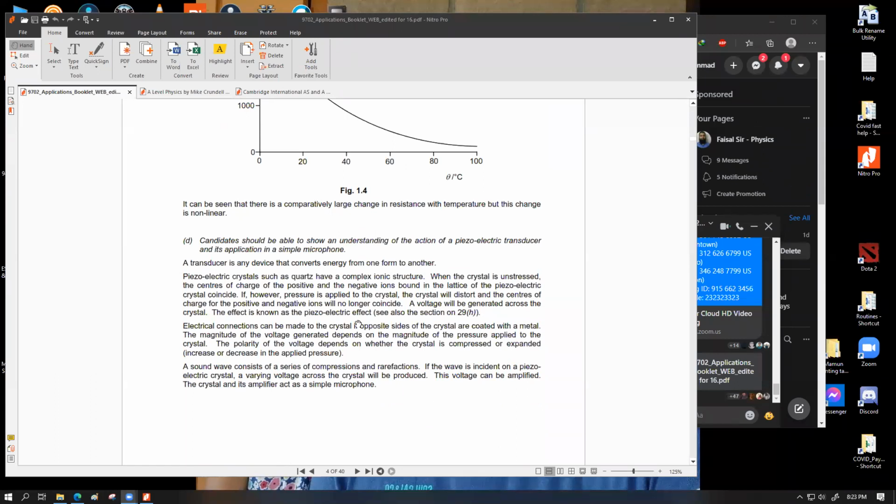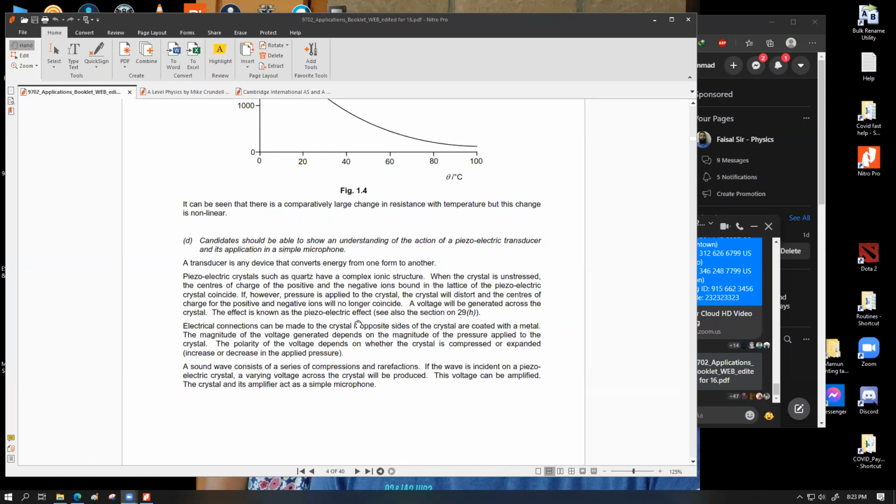Then we have the third device, which is called the piezoelectric transducer. Have a look at the heading that says candidates should be able to show an understanding of the action of a piezoelectric transducer and its application in a simple microphone. So take a good look at what this says.